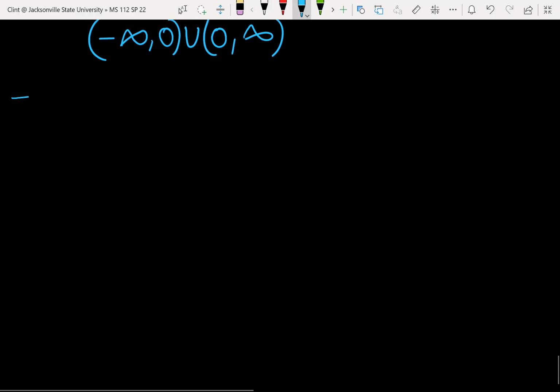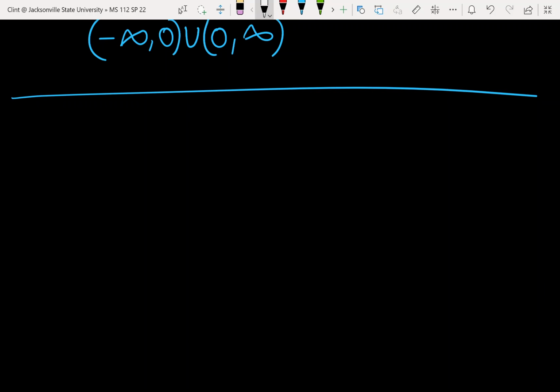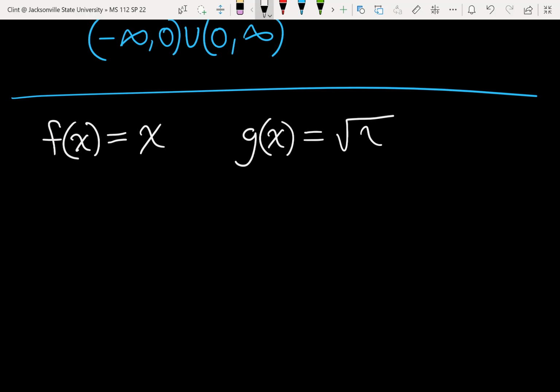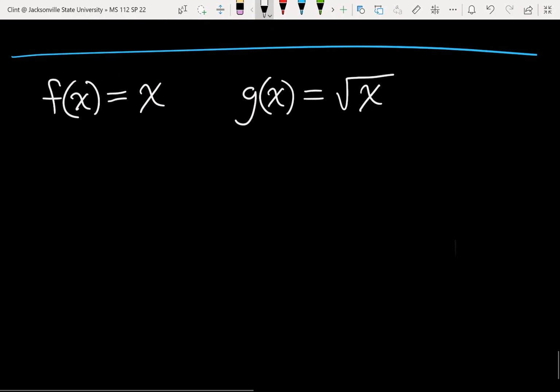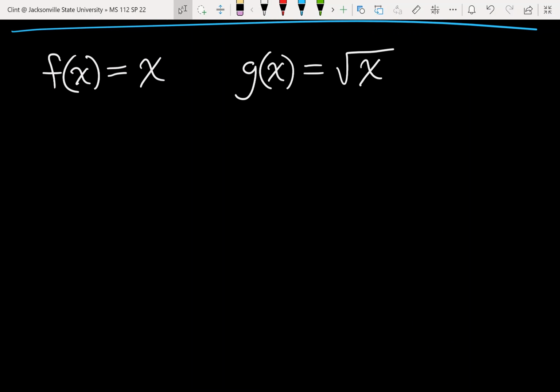Alright, so two new functions. Let's do the same thing. We'll call f of x, we'll keep it simple, we'll just let it be x. G of x, I'm going to make square root of x. So if you want to, we can go ahead and think about the domains on these.